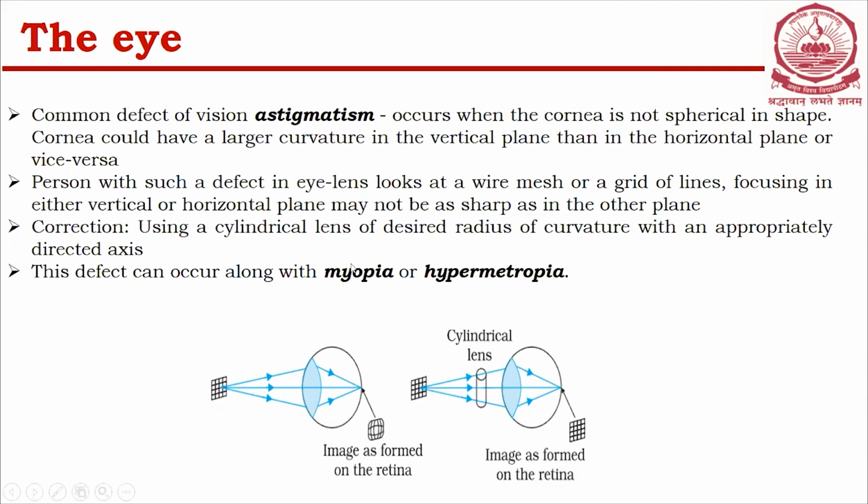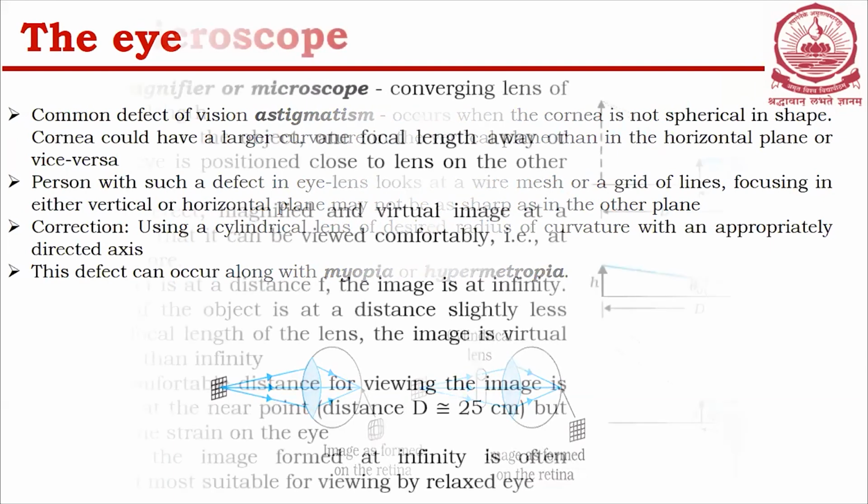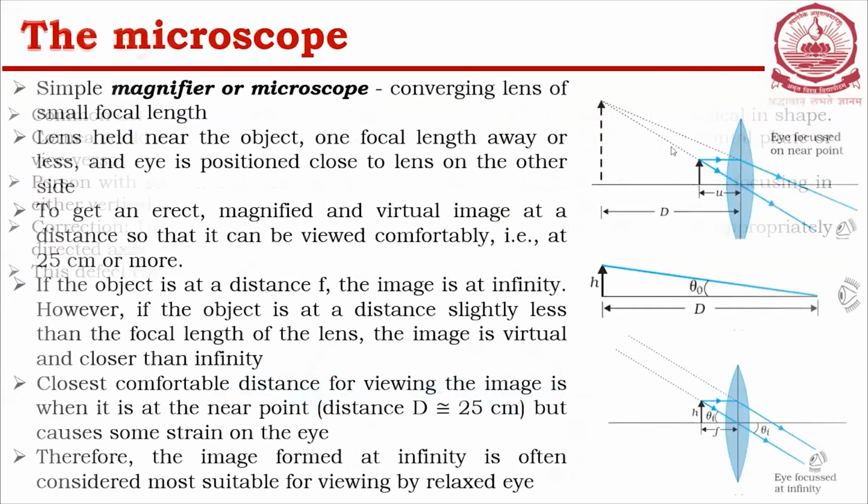So these things are not related to optics. Nearsightedness and farsightedness only are related to ray optics. Next is a microscope. This is actually a simple microscope, a magnifier. Whenever you go to an astrologer to read your palm, they use a magnifying lens. That is because if you want higher magnification, you cannot bring your hand beyond your near point.